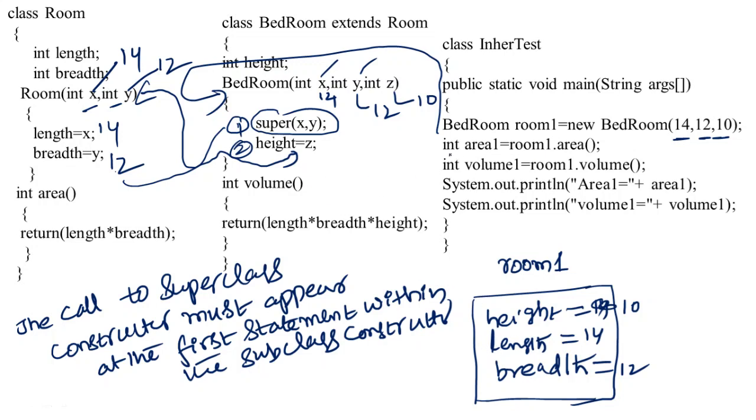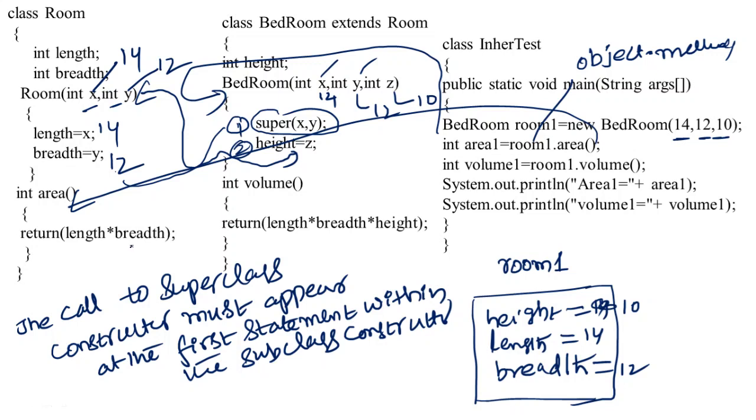Just see, int area1 equal to room1.area(). Room1 is the object, object dot method, that's what we discussed. Room1.area means control will go here. Return length * breadth. What is length? 14 into 12 is 168. Return 168. Therefore, the area1 value will be 168.